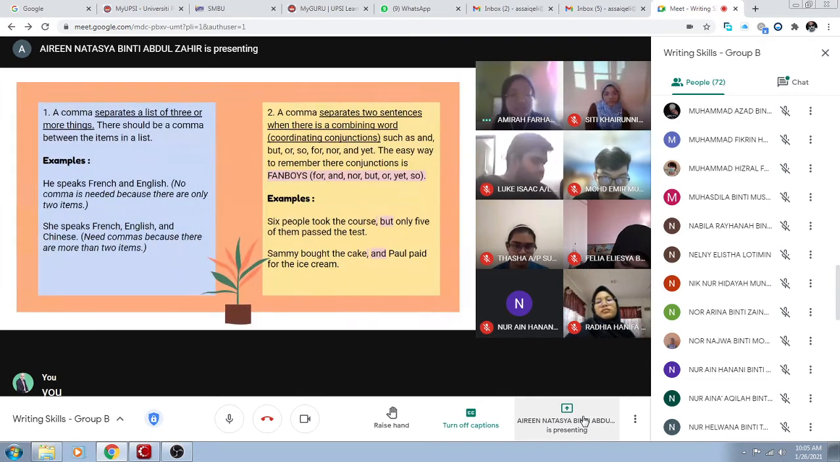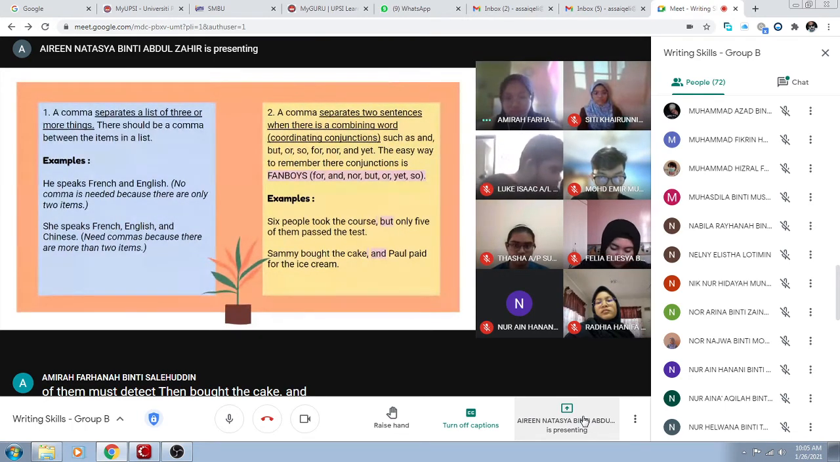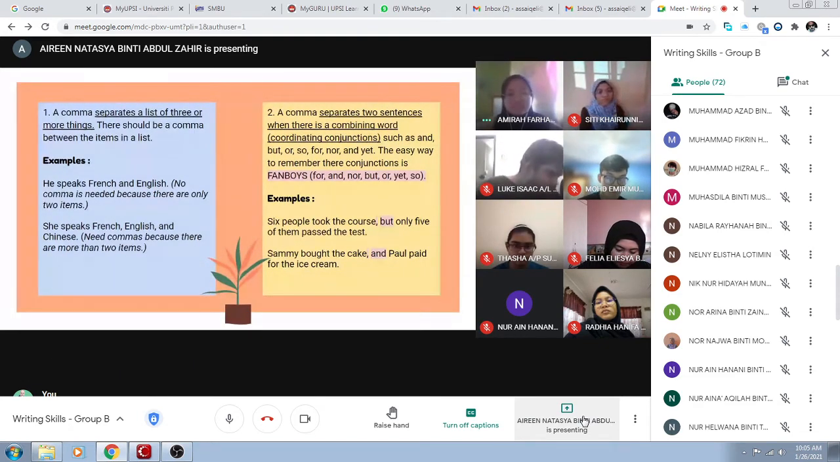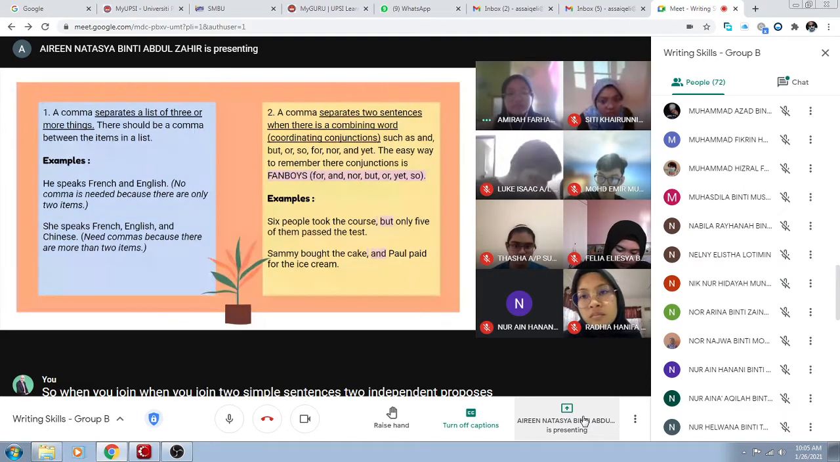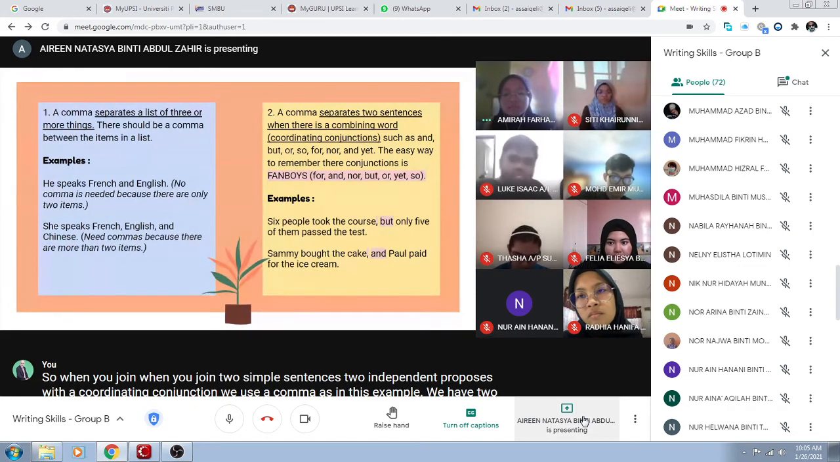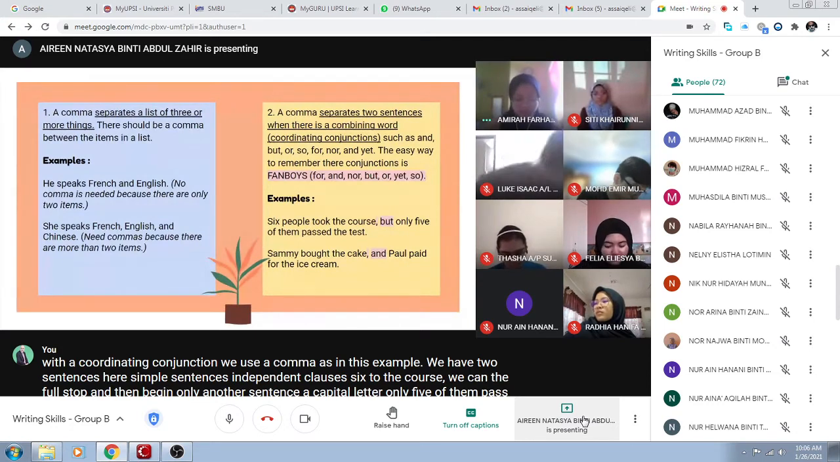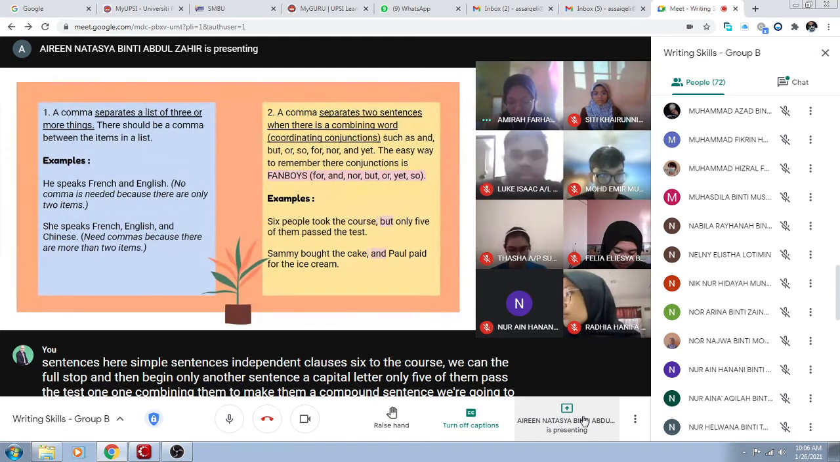7 bought the cake. So when you join 2 simple sentences, 2 independent clauses, with a coordinating conjunction, we use a comma, as in this example, because we have 2 simple sentences here, independent clauses. 6 people took the course. You can add a full stop and then begin another sentence with a capital letter. Only 5 of them passed the test. When combining them to make a compound sentence, we're going to talk about types of sentences in terms of structural complexity in a short while. You use a comma here. Okay, move on. Skip the other example. Understood?